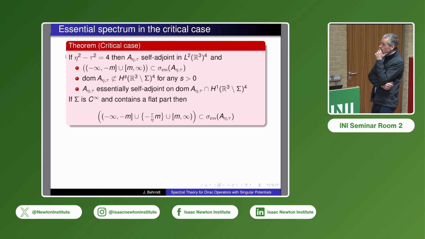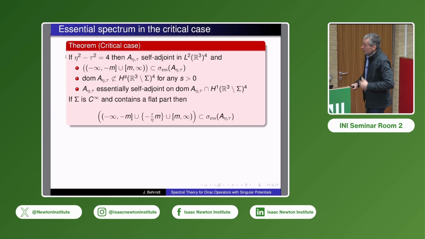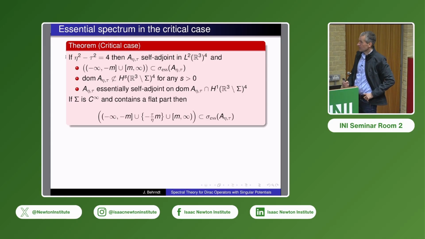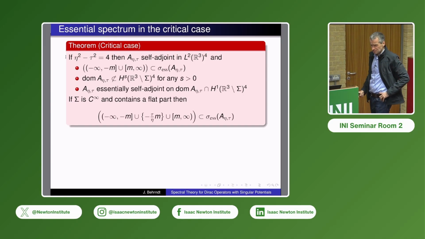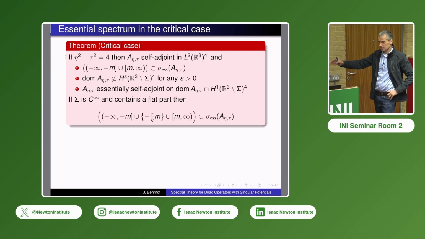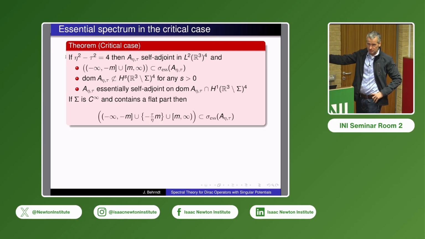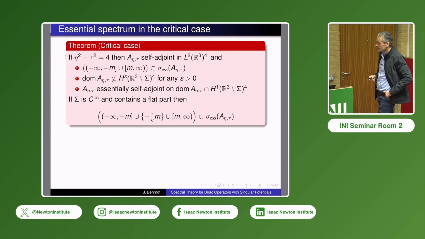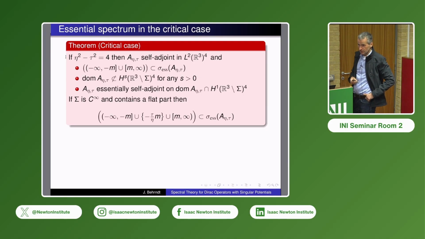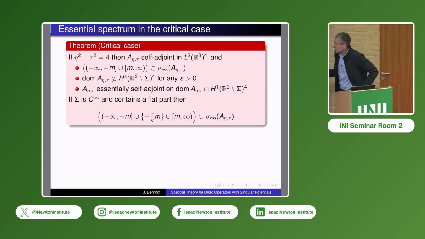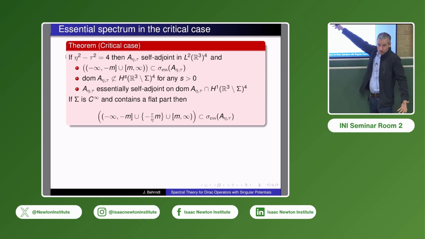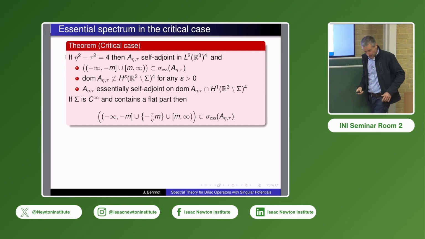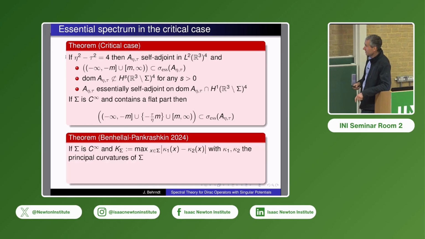And here's now the first observation, which was a couple of years ago. If the sigma is smooth and it contains a flat part, I think it's clear what I mean by flat part, then at least we were able to show that the point minus tau over eta times m appears in the essential spectrum. But of course, this is only a partial result because this is just an inclusion. We don't know more. So it took a while until Ben Hillan and Pankrashkin took over.